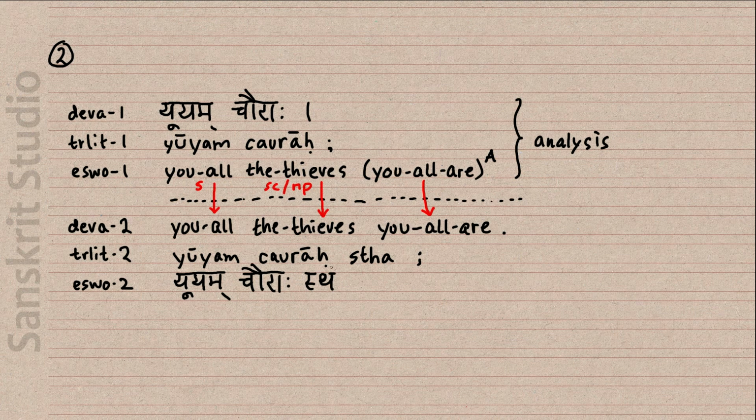But when we go to the dual and plural, the a in us drops out and becomes only an s. So that's the s here in sta. Okay, so now we just end the sentence there, and the conversion is done. Yuyam chaurah stha.